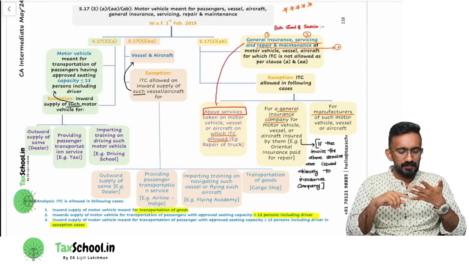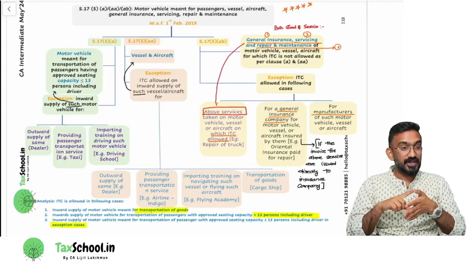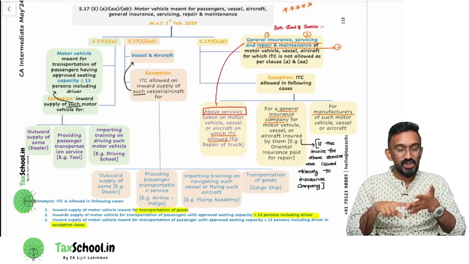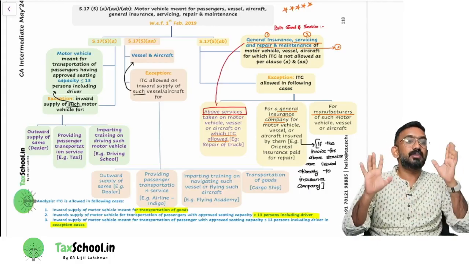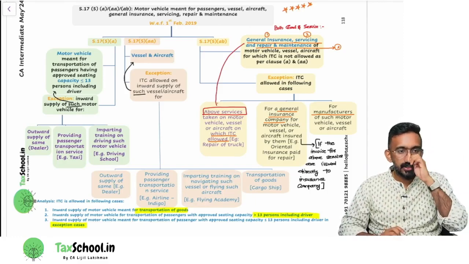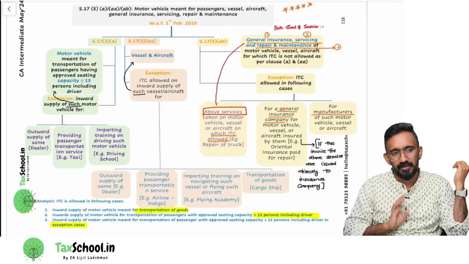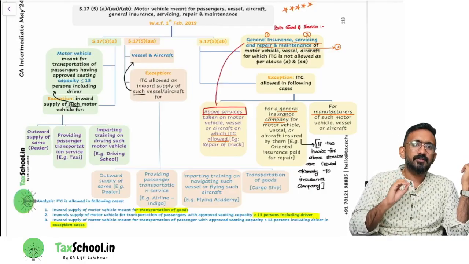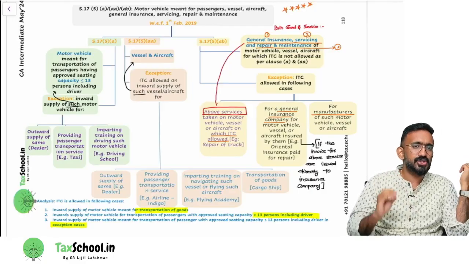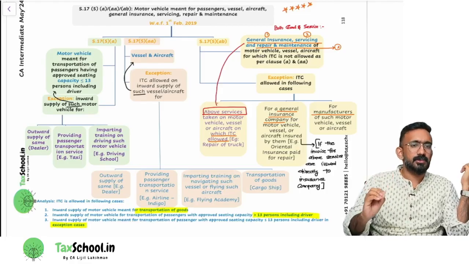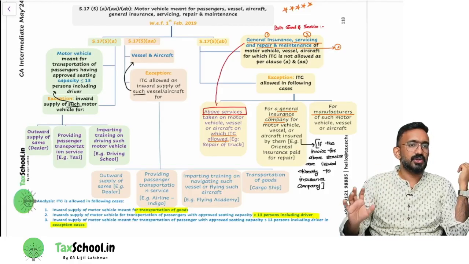17(5) has clauses A, AA, AB, B, C, D, E, F. Now they've inserted FA, G, H, I. These many clauses are there. All these purchases are not allowed as credit for you. There is one clarificatory circular also on top of it. This is your learning, and if you learn this, you can be 100% sure that you will be able to answer some questions in your examination.